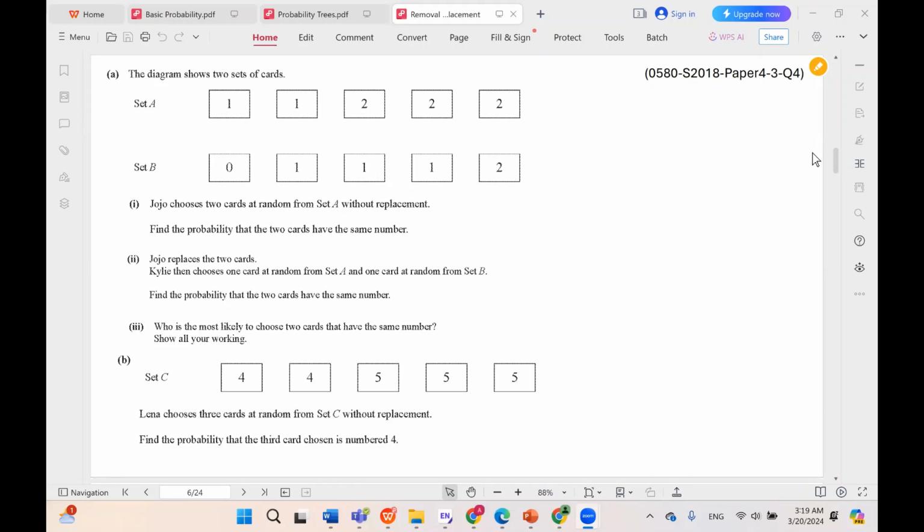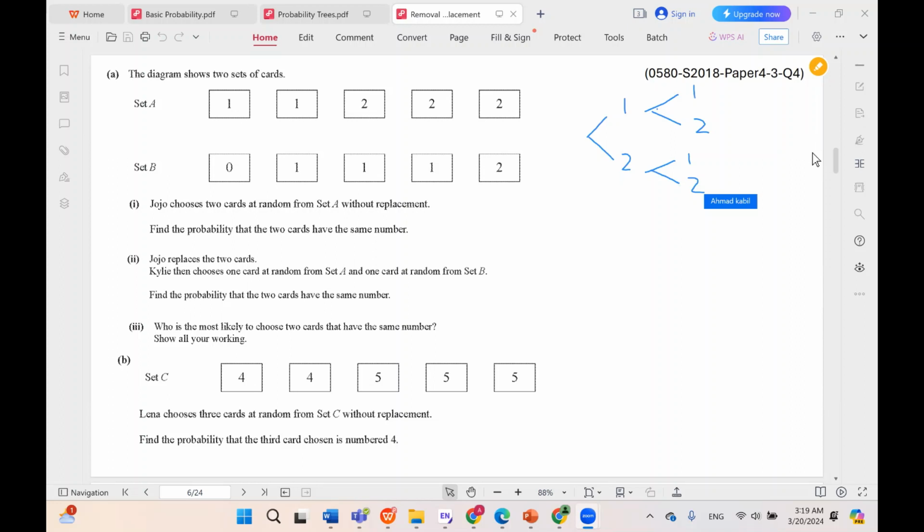The diagram shows two sets of cards. In I, we are told that Jojo chooses two cards at random from set A without replacement. Find the probability that the two cards have the same number. So in this case, Jojo is going to draw 2 times. So in the first time, she can get either 1 or 2. And in the second time, she can also get 1 or 2.